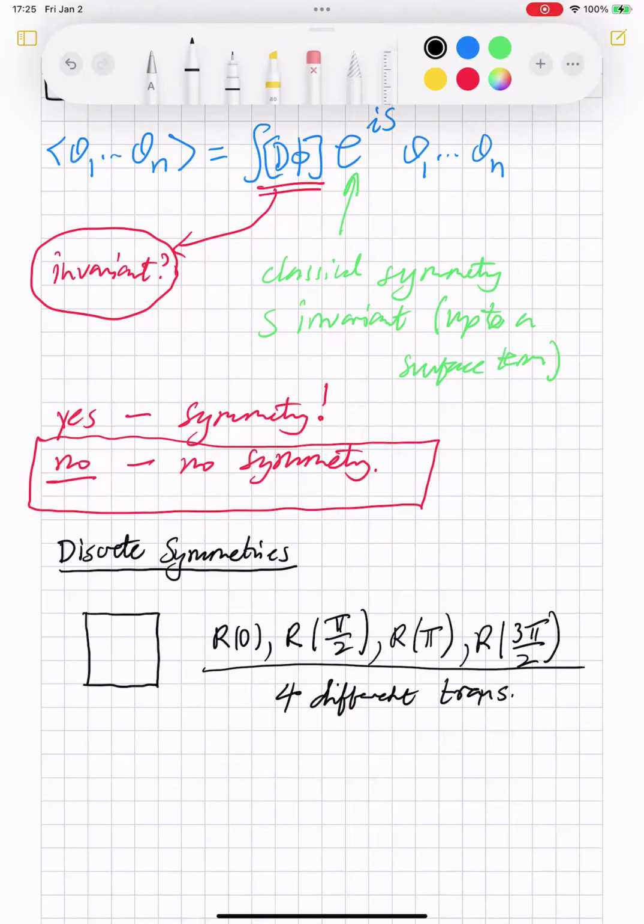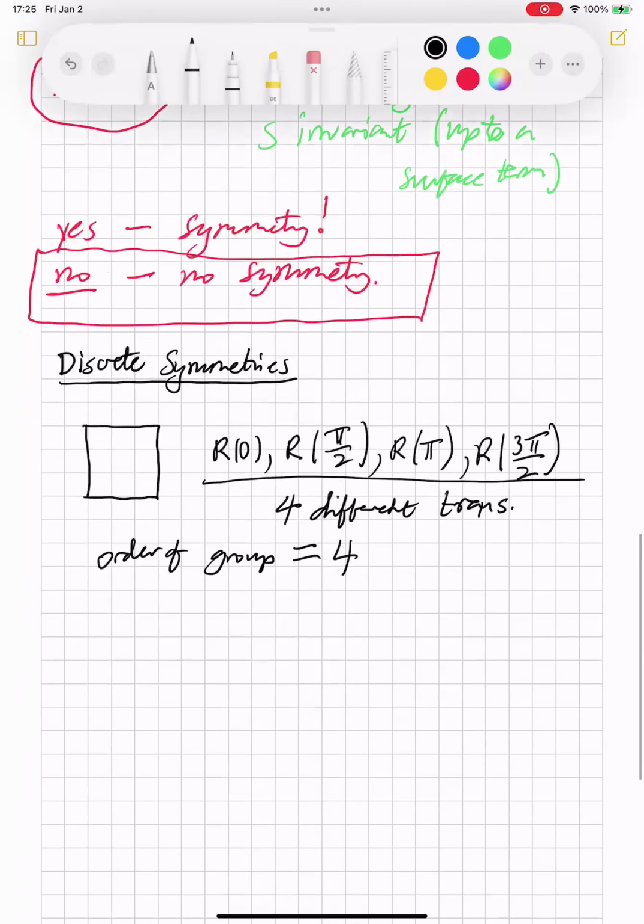But what you can see is the order of this group, that's the number of independent transformations, is just 4. This is the thing that characterizes discrete symmetries. The symmetry group has a finite order. Okay, it's like a set of discrete transformations.